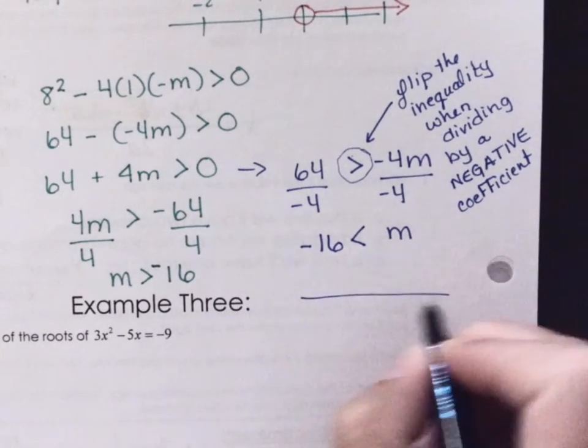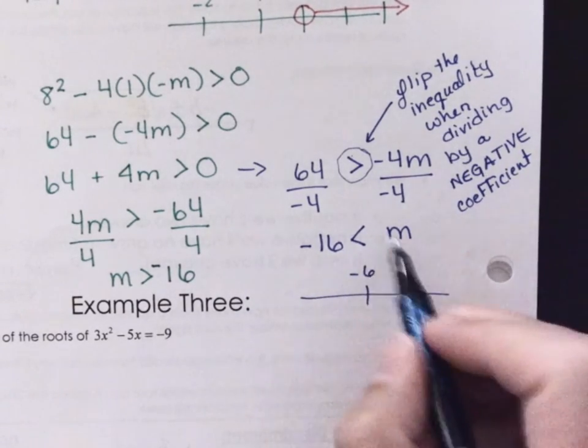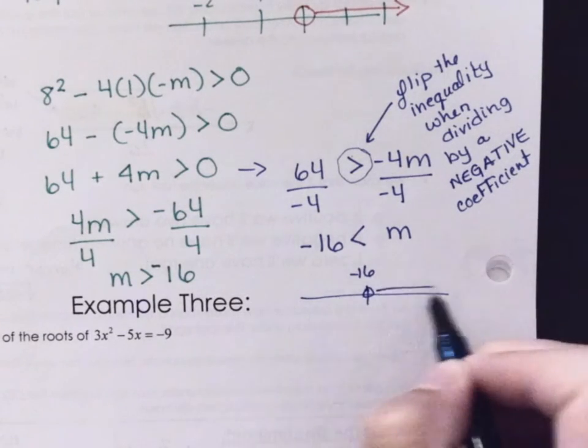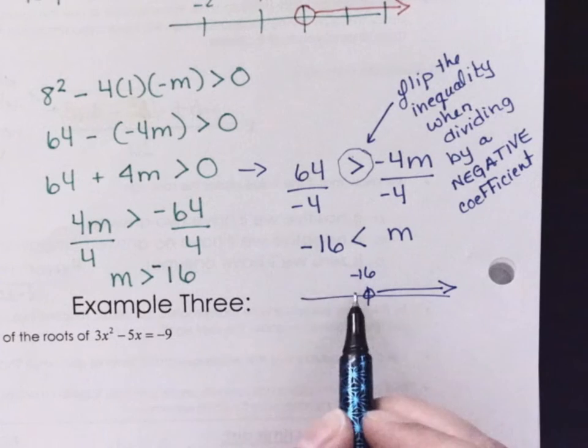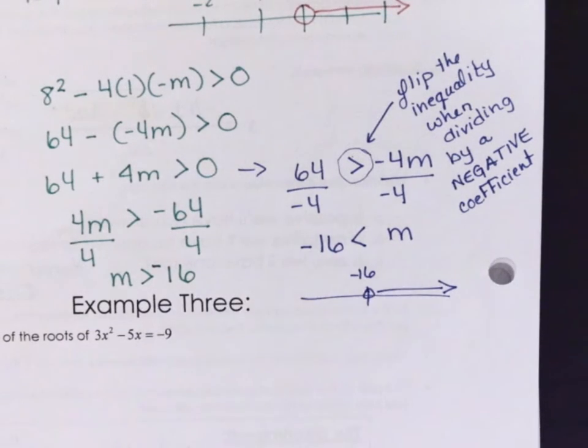Because this number line says -16 and m has to be greater than it. So those are those values. If the sign was the other way, you would have been on this side of the line. So that's a whole full mark.